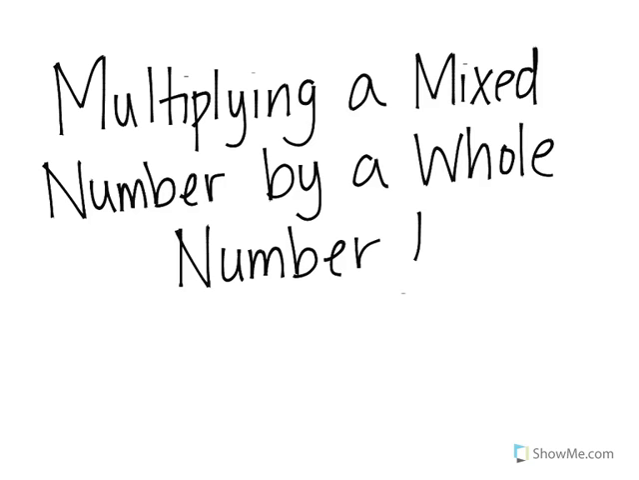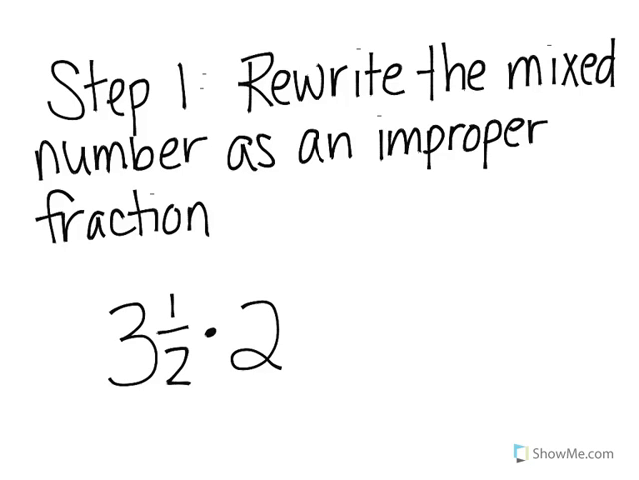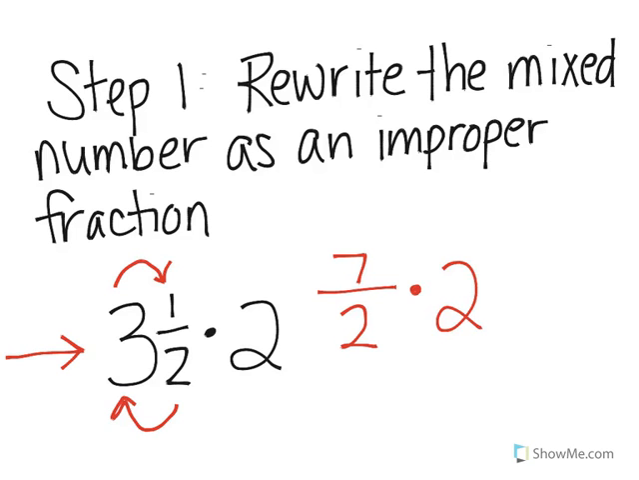Now, what do we do if we're multiplying a mixed number by a whole number? The first step is the same. Rewrite the mixed number as an improper fraction. So in our problem here, you can see 3 1/2 times 2 wholes. Step 1, rewrite the mixed number right there as an improper fraction. So we're going to go 2 times 3 is 6, plus 1 is 7 over 2, keep our denominator, times 2 wholes.